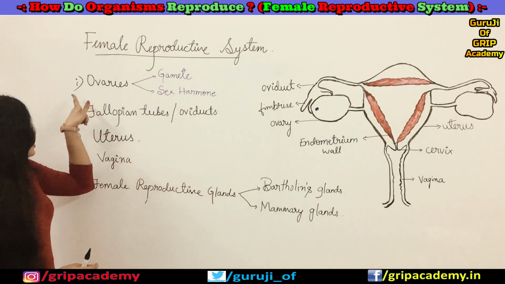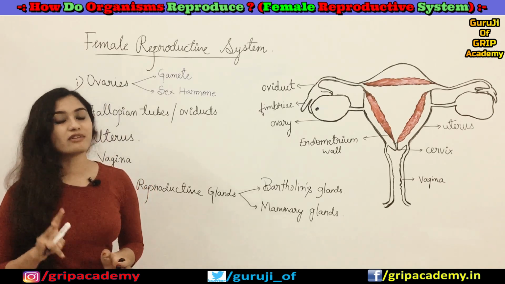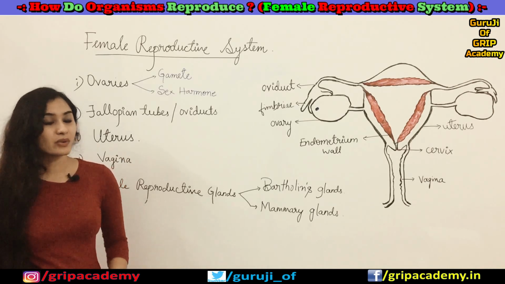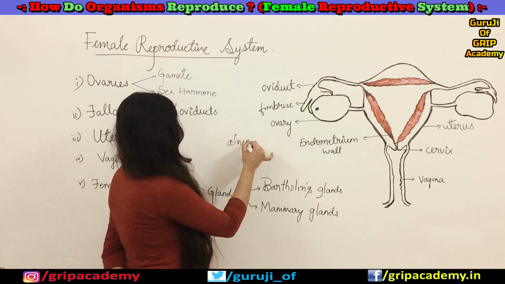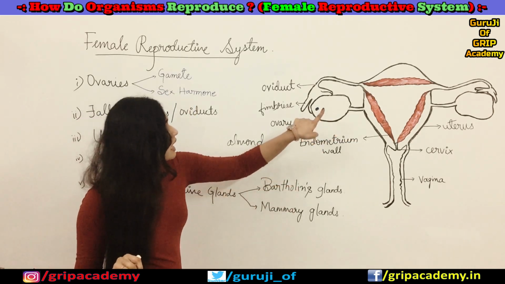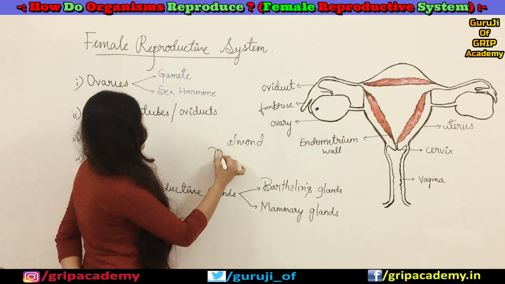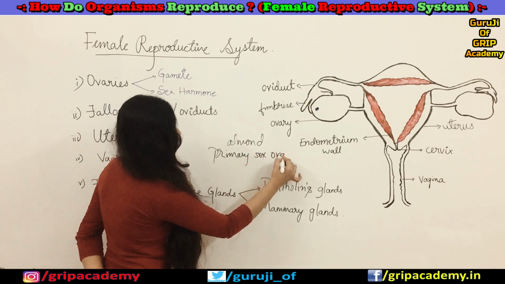Coming to the ovary, every female human being consists of a pair of ovaries, which means they will be two in number. They will be almond shaped. You can see that they are almond shaped ovaries. Two ovaries will be there, and these ovaries form the primary sex organs.